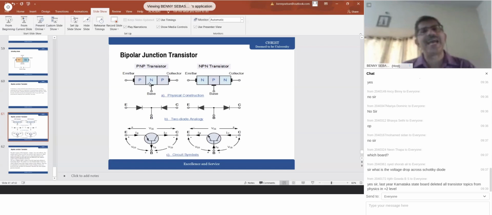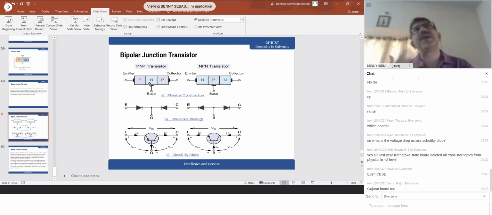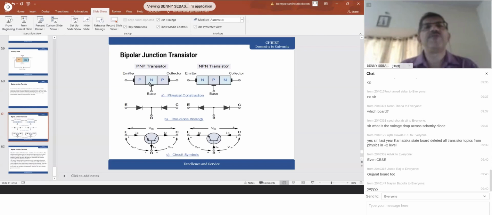The base is a very narrow and very small region, and the collector is a large region, so that it can dissipate more heat. Especially in power transistors, you have heating issues. I've mentioned that earlier also. For transistors and all semiconductor devices, temperature is a major issue. Unless you control the temperature, you will have a problem, right? Therefore the collector region is very large, to dissipate that excess amount of heat.